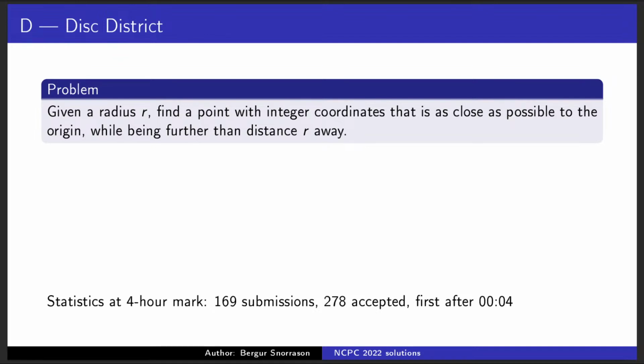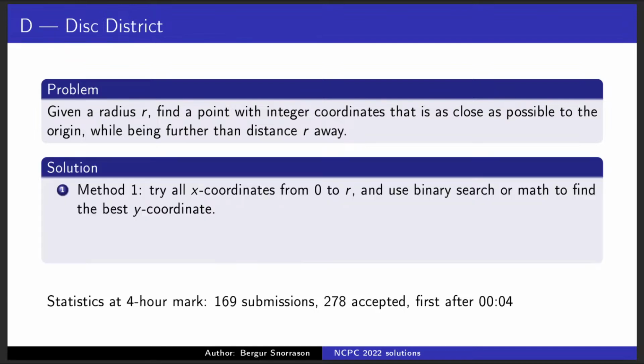The more complicated solution is to iterate over the x-axis. So you try all of the x coordinates. This number r is only 1,000,000, so you can afford to try all the x coordinates. But then you need to quickly find the optimal y coordinate for a specific x coordinate. And you can do this with binary search. So you binary search to find the next y coordinate that is outside of the circle. You can also do a bit of math. I mean, this is a circle, so you know kind of where the y coordinate should be. And so that's the complicated way.